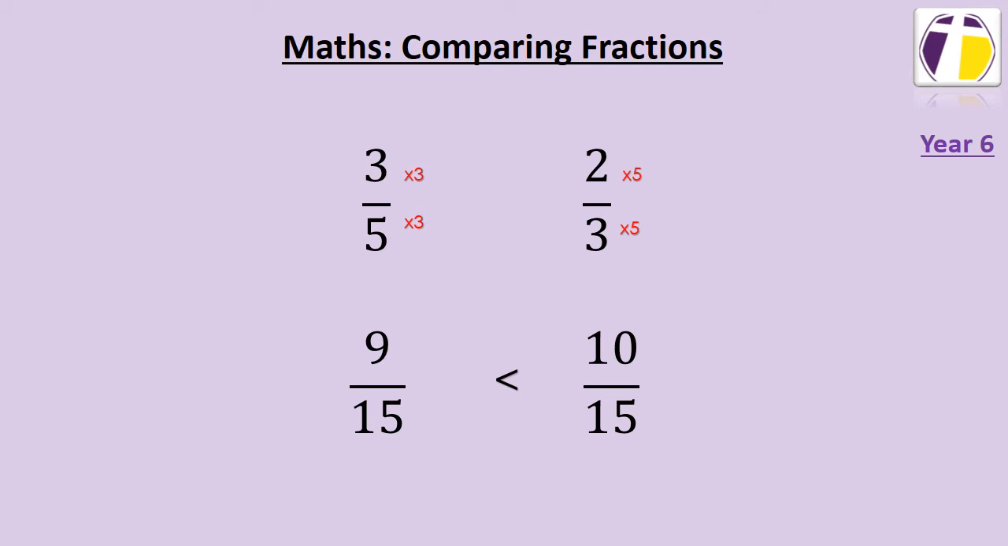We need to do the same for 2/3. To get from 3 to 15, we multiply by 5, so we do the same thing with 2. 2 multiplied by 5 is 10. We then have two fractions we can easily compare, 9/15 and 10/15. And we can easily see that 10/15 is bigger.